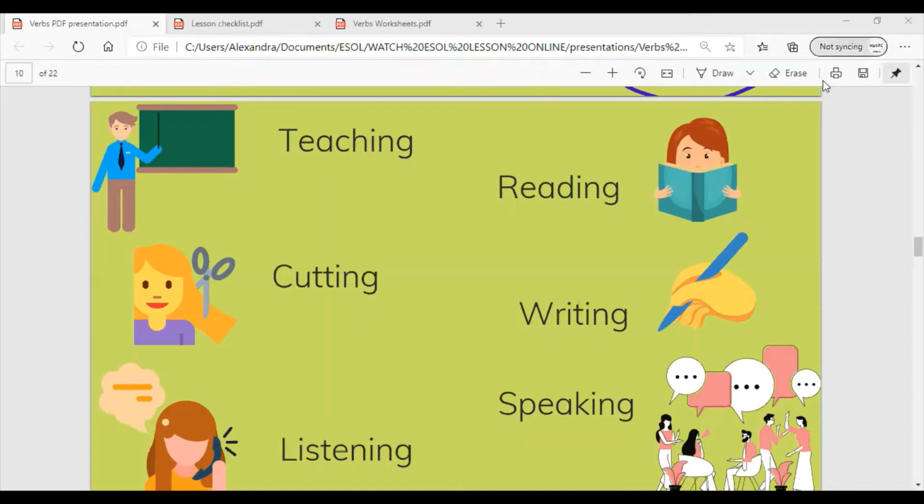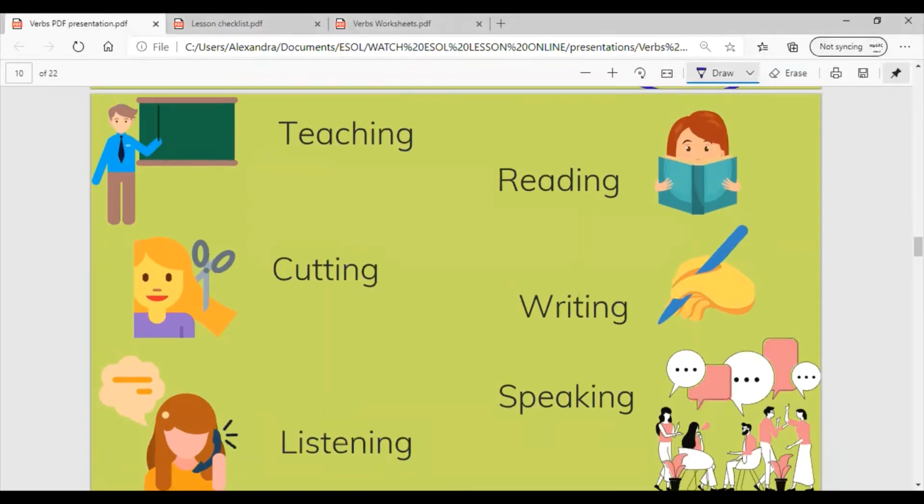Okay, so what was I? So if you think what these words might all have in common, we've got teaching, cutting, listening, reading, writing, and speaking. So they've all got this ing at the end. Now this ing on the end of words tells us that something is in the present tense. It tells us it's a verb and that the action is happening right now.